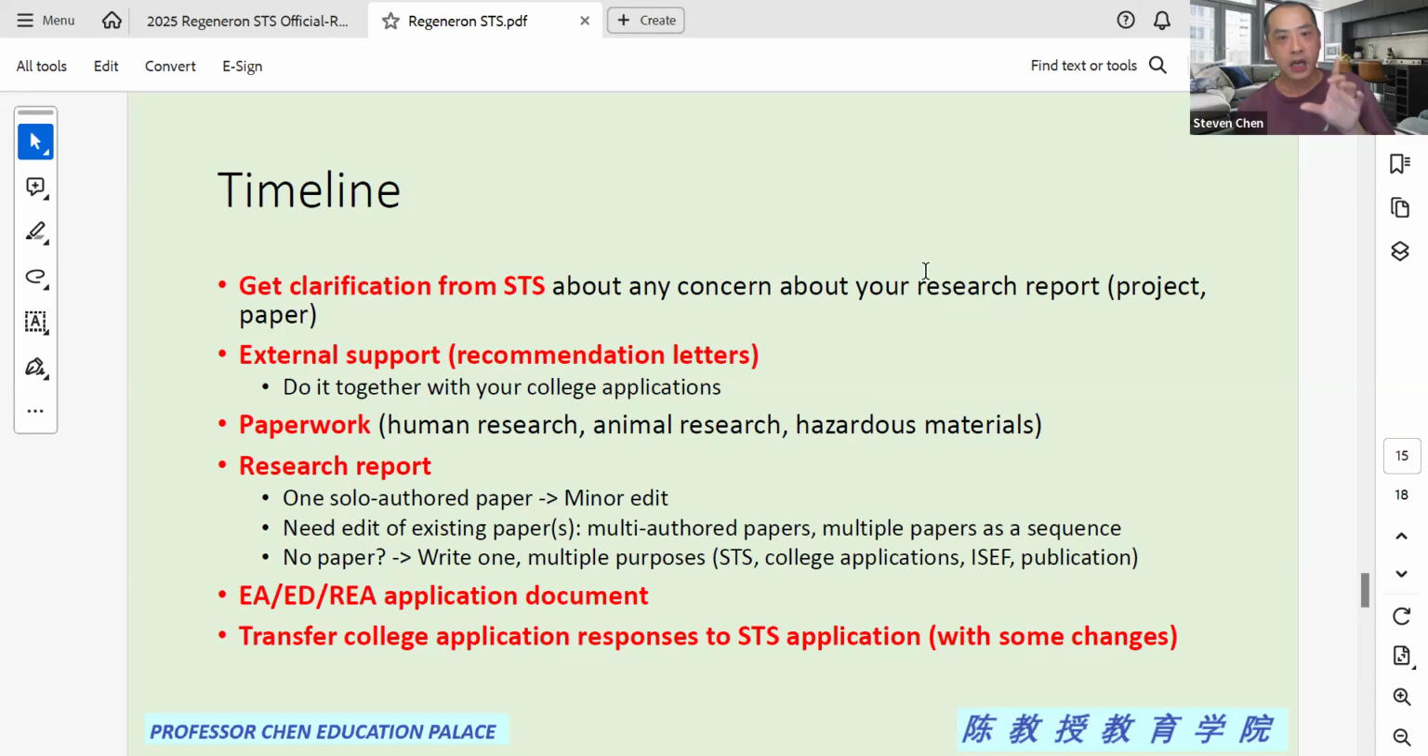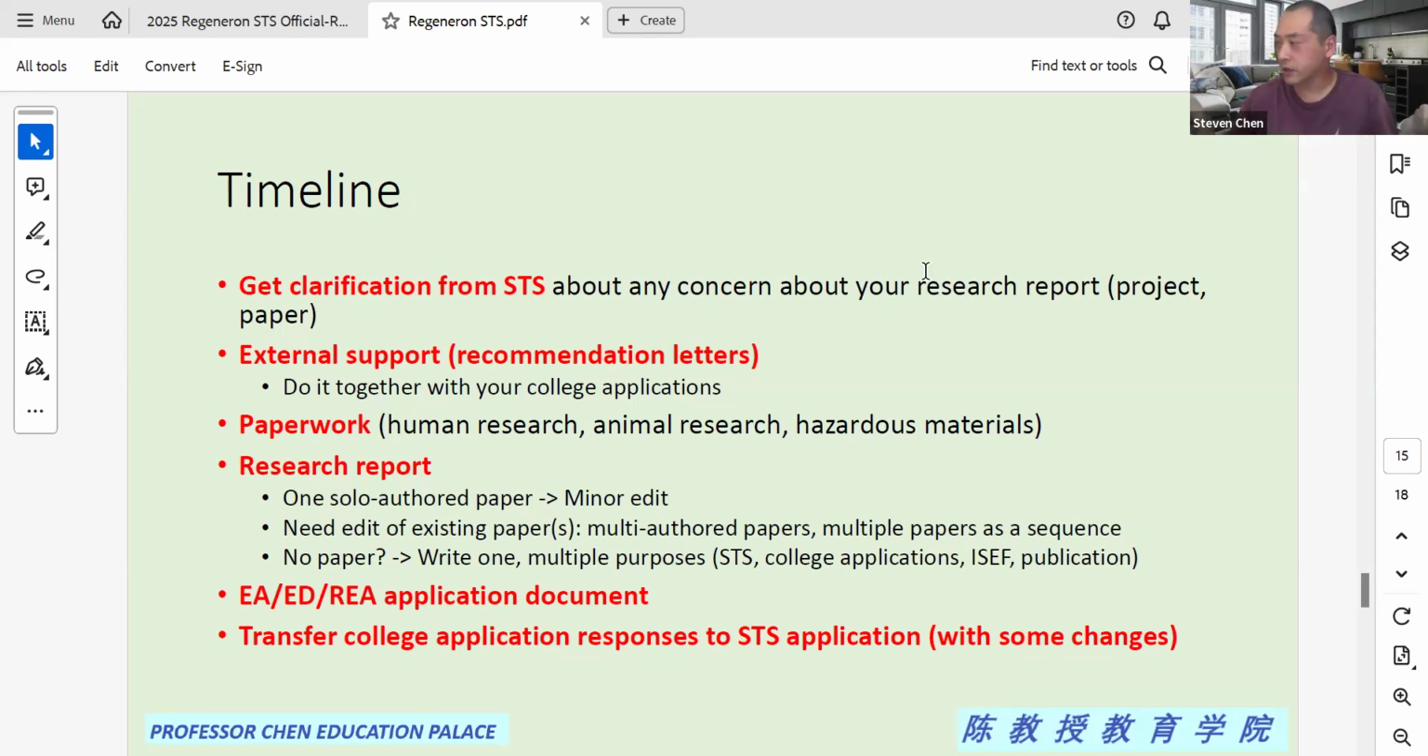Here's the thing. If you go to the Regeneron STS website, it has a guideline of about 50 pages, but it still cannot answer everyone's individual questions, because different people have different questions. Let me tell you some common ones. Some people will say, I have a research paper, but there were 3 authors there. Actually, there was one component that made the fundamental and significant contribution. Can I use this particular part to form my research report for STS? This is a very common question.